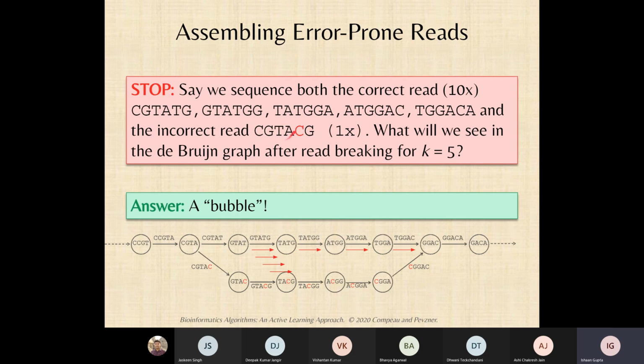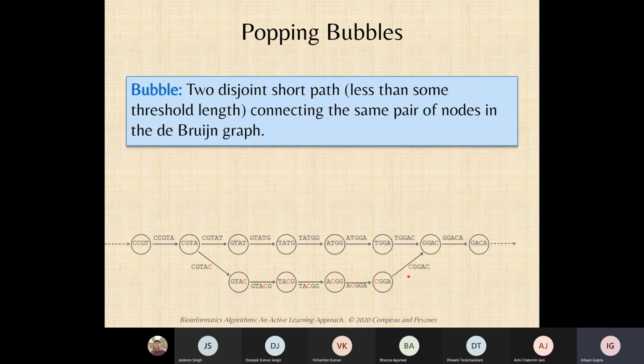If you have the incorrect read, say only one time, you are only going to have a bubble with a single weight like this, right? And in the correct path, you're going to have more edges, more k-mers overlapping, more reads representing the correct path. So once you make the De Bruijn graph, whenever you see a bubble with fewer reads or fewer k-mers supporting it, you just clip off this bubble because it most likely represents a read error.